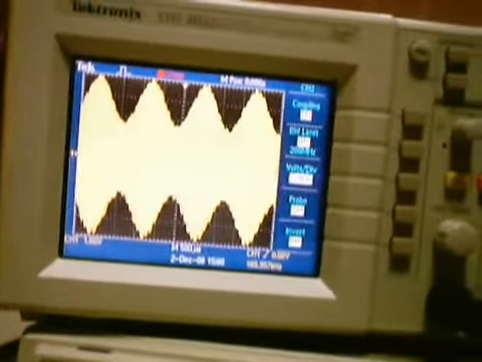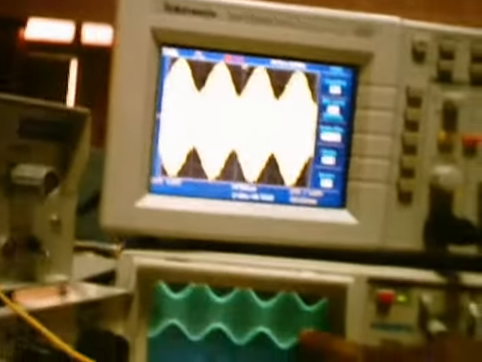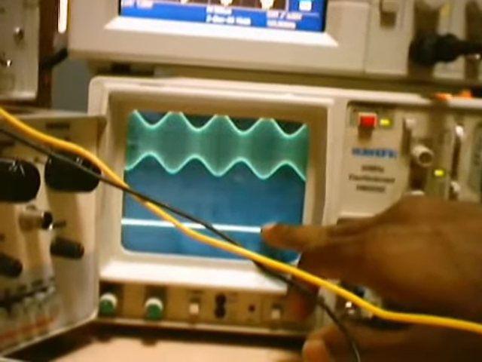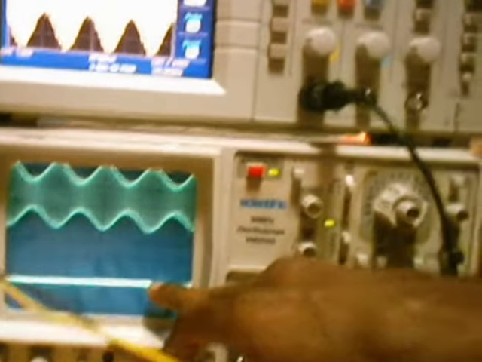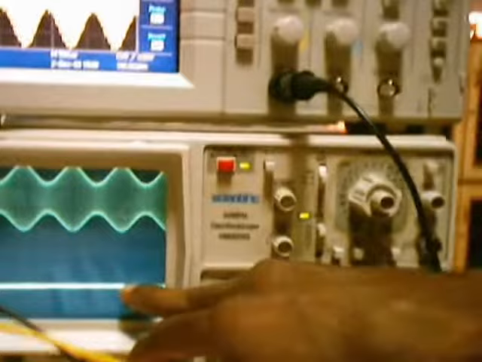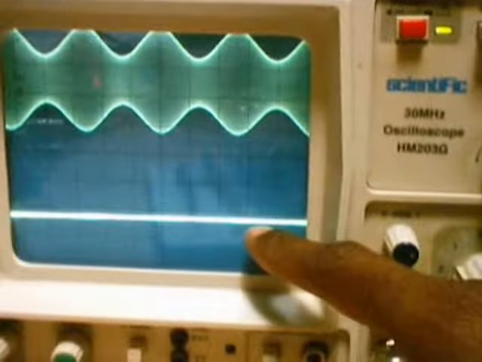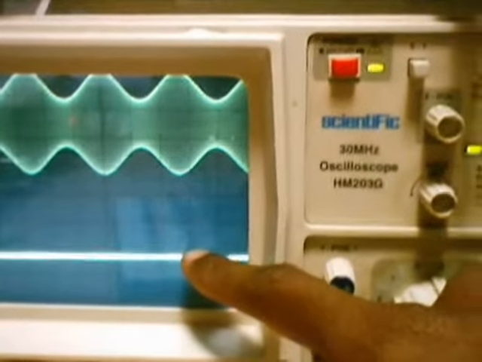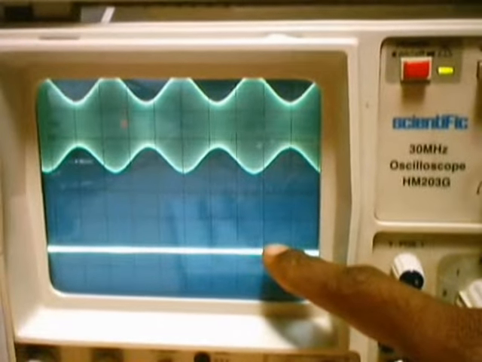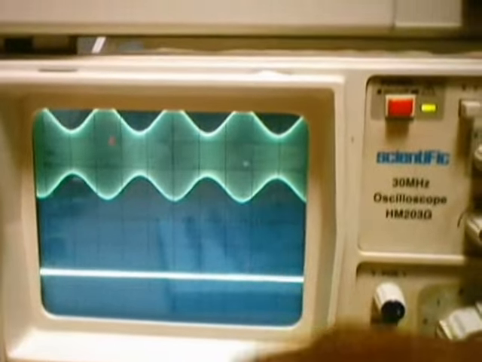So here you are seeing two waveforms. One is the input to the mixer, and this is the output of the mixer, which is exactly the output of the IFT. The output of the IFT happens to be very small here. Now why is it small? Because the input carrier frequency is not at the tuned frequency of the IFT.